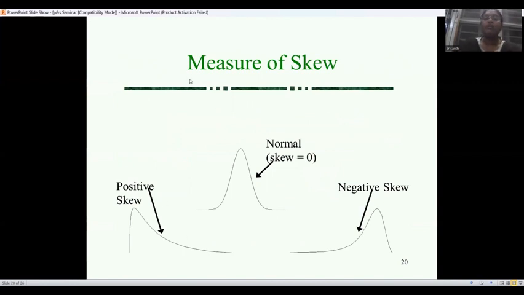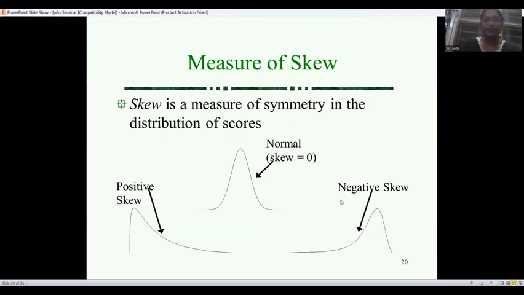We want to know about the skewness. If the tail is skewed to the right, then it is positively skewed. If the tail is not skewed to either side, either right or left, then it is called normal skew. Then the skew value is 0. If the tail is skewed to the left, then it is called negative skew.